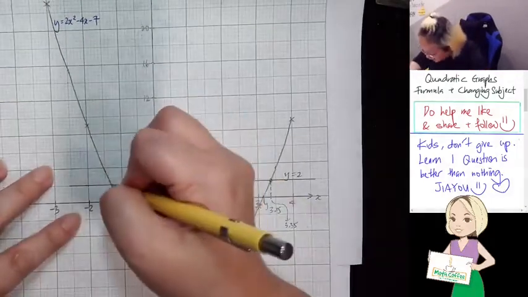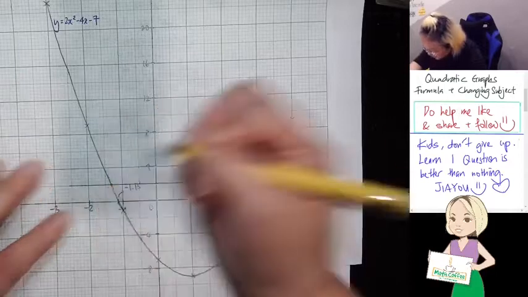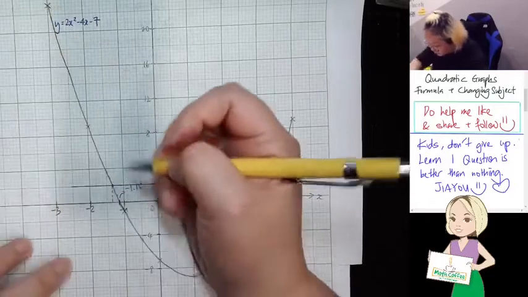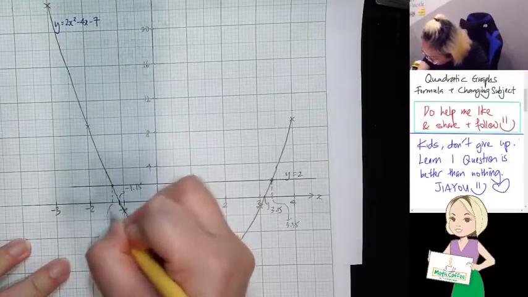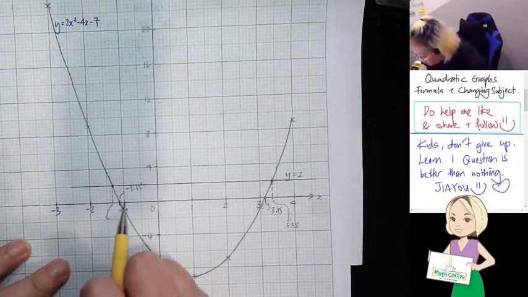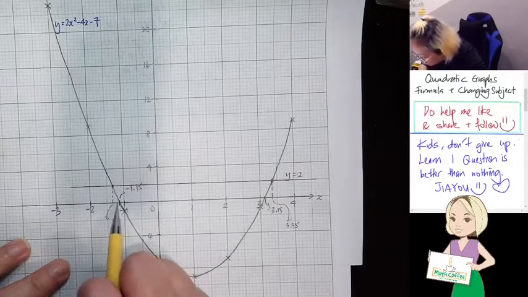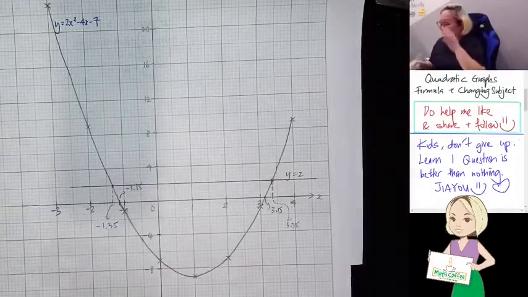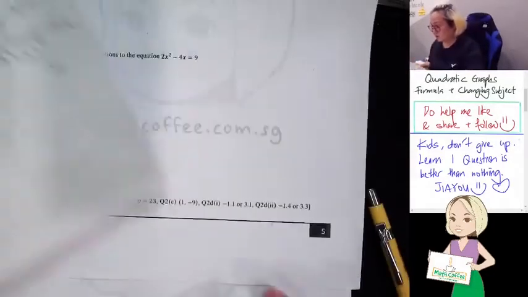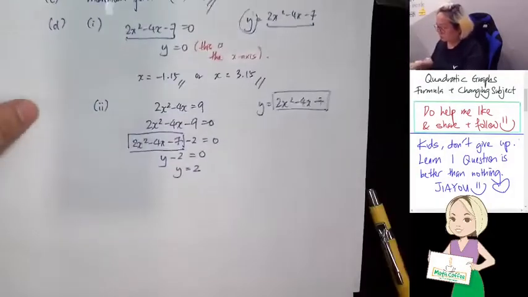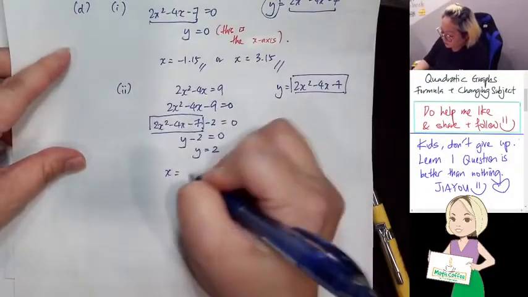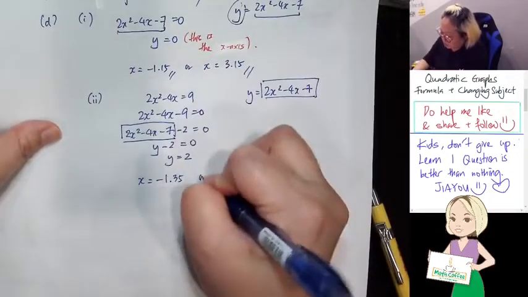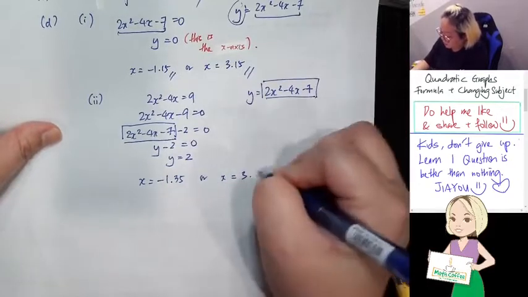Okay, now come back to here. Let me draw the dot here. And I'm going to draw down the dotted line. So this one will be minus 1, minus 1.1, 1.2, 1.3, 1.35. So it's minus 1.35. So I will know that it is 3.35 and minus 1.35. So it will say, okay, x equals minus 1.35 or x equals 3.35.